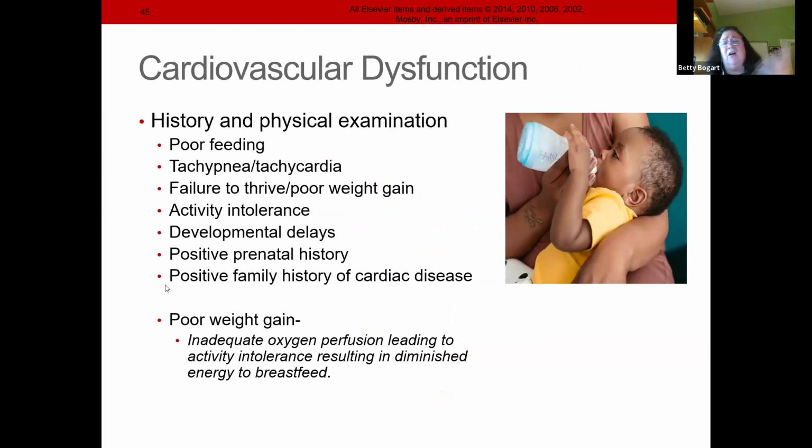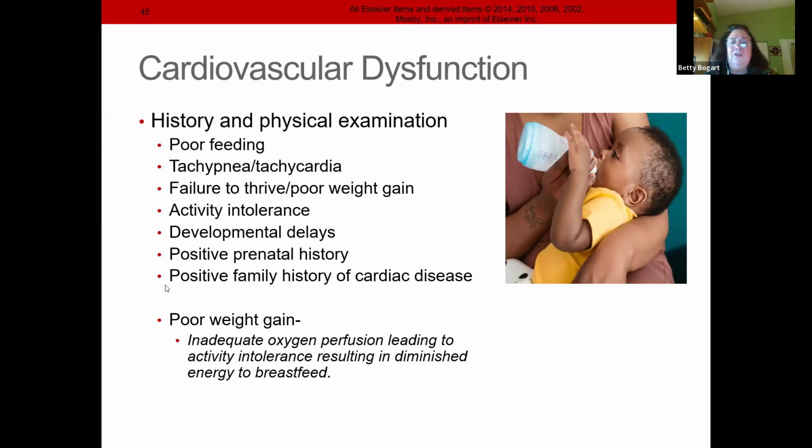And the heart's trying really hard to get that oxygen around. So they're tachycardic, right? They're tachypnic because they're trying to breathe, but there's no room for oxygen in there. They're not getting their nutrition, so they're not having any weight gain. They might even be losing weight. Activity, they can barely eat at this point. They're so exhausted. They're not getting nutrition, developmental delays, right? You may or may not have a history at all.